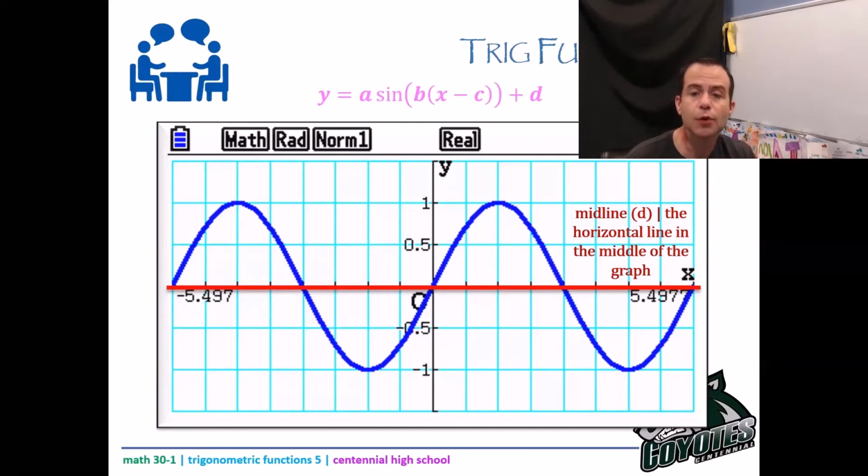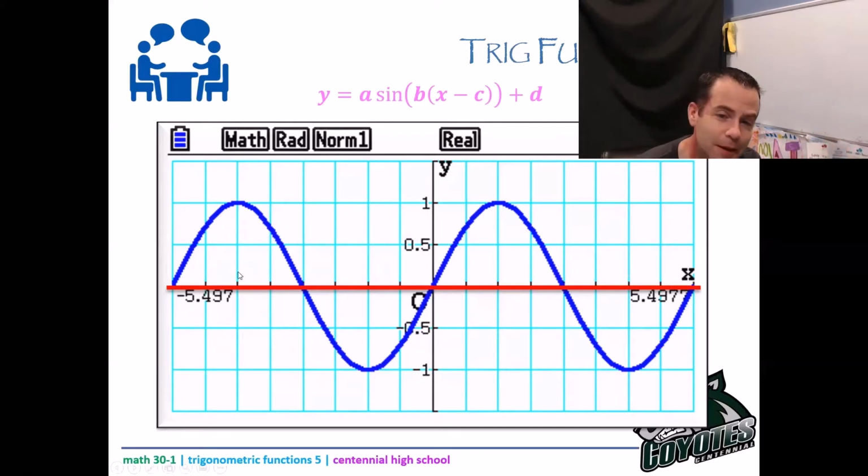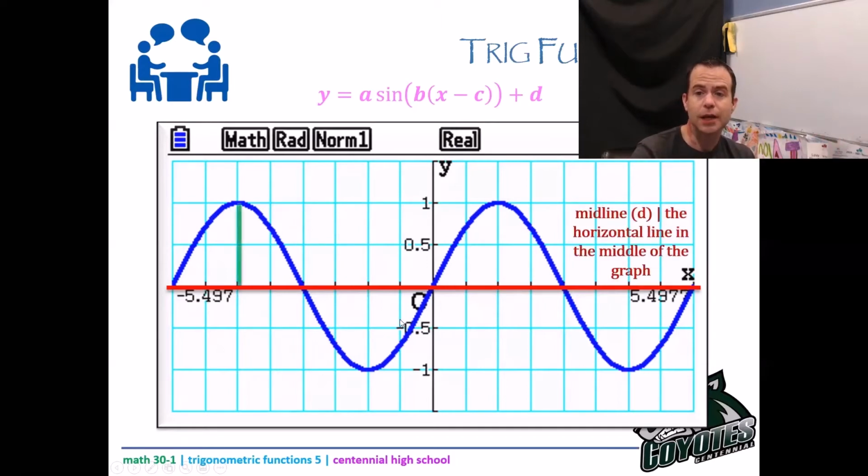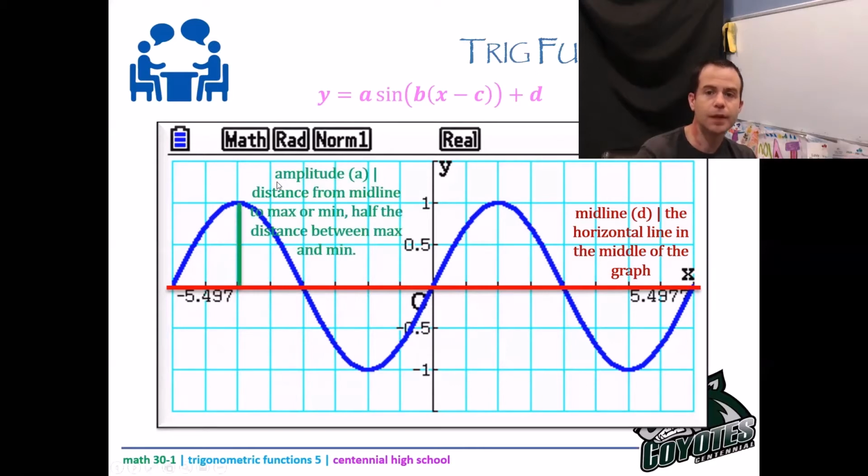All right, so then I talked about the fact in that conversation that the distance from the midline to the top or the midline to the bottom is the same distance, okay? And so that is actually our A parameter. A is for amplitude, and it's the distance from the midline to the max or the min. We could also look at it as half of the range, so it's half the distance between the max and the min, okay?